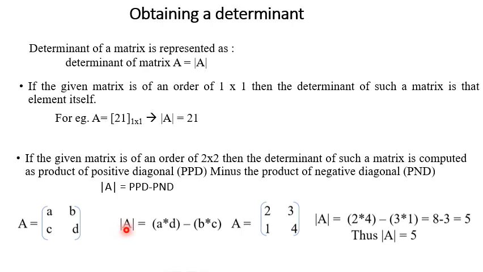Now let us take actual values and try to find out the determinant for a 2 by 2 matrix. We have this particular matrix with the values 2, 3, 1 and 4. First part is product of positive diagonal. So this is your positive diagonal. There are two values which you have to multiply. 2 into 4, here we have written them, minus 3 into 1. So it gives us 4 2s, that will be 8 minus 3. So the final value is 5, and thus the determinant of this matrix A is equal to 5.